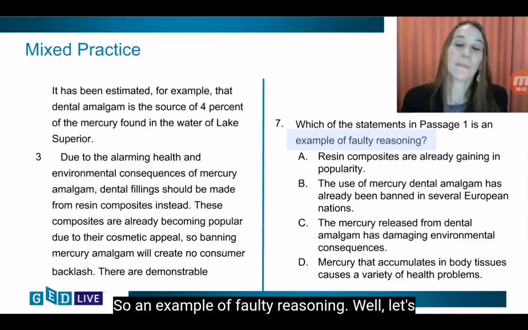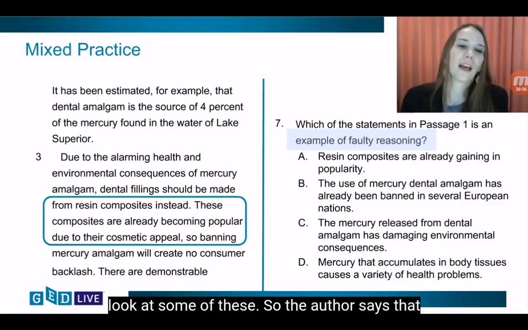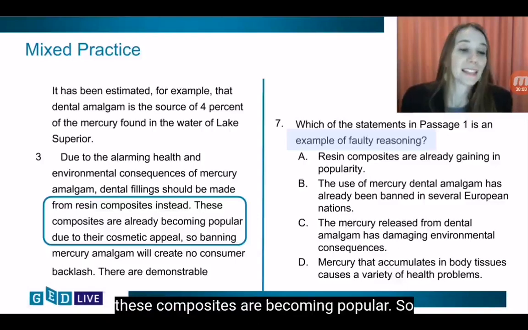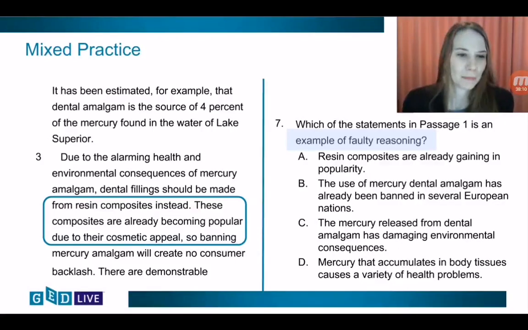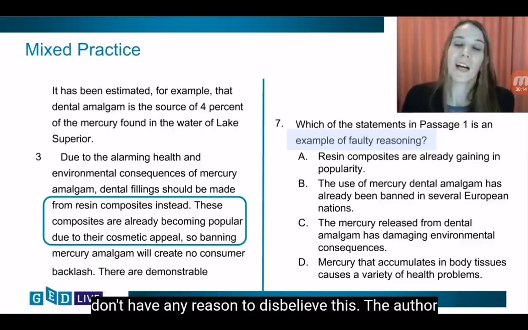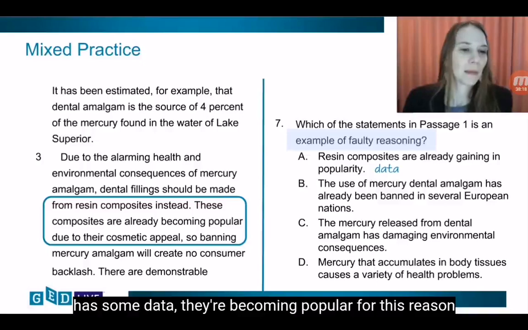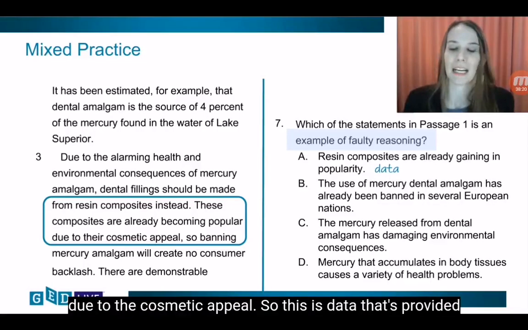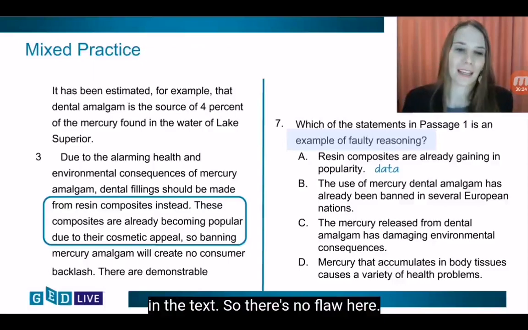All right, so an example of faulty reasoning. Well, let's look at some of these. The author says that these composites are becoming popular. Well, this is information that's been provided to us. We don't have any reason to disbelieve this. The author has some data. They're becoming popular due to their cosmetic appeal. So this is data that's provided in the text, and there's no flaw here.